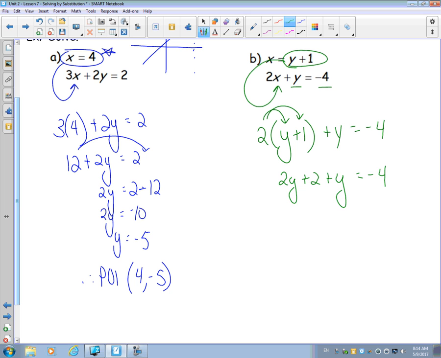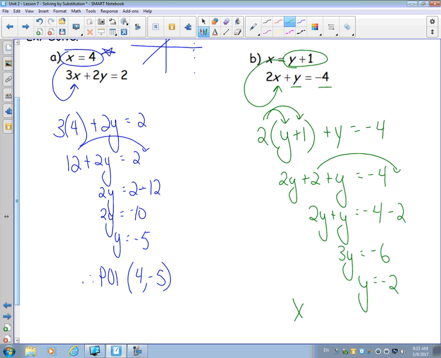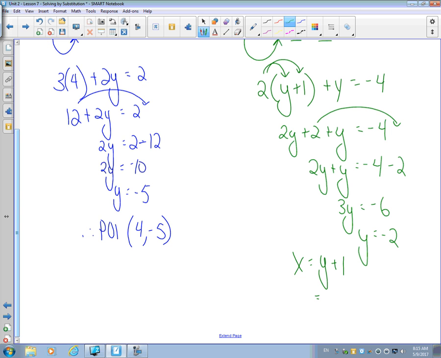I'm going to rearrange, so I have letters on one side and numbers on the other. So bring the 2 over here. I got 3y is negative 6. And I divide it out, and y is negative 2. Once I know what y is, I have to go back and figure out the x. Now the nice news is I have x equals. x is equal to y plus 1. And I know y is negative 2. So I can do negative 2 plus 1, which is negative 1. And now I have my POI. x is negative 1, y is negative 2. Make sure it's in the right order. And I've solved it. And that's substitution, putting one equation into the other.